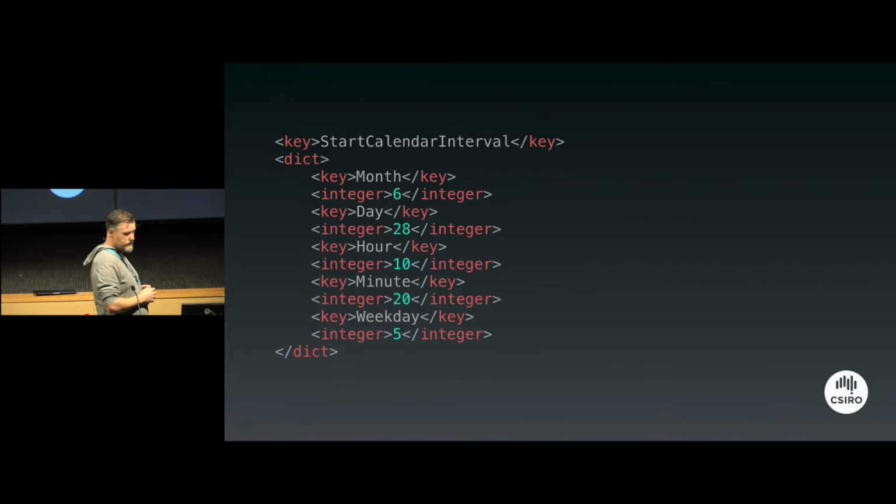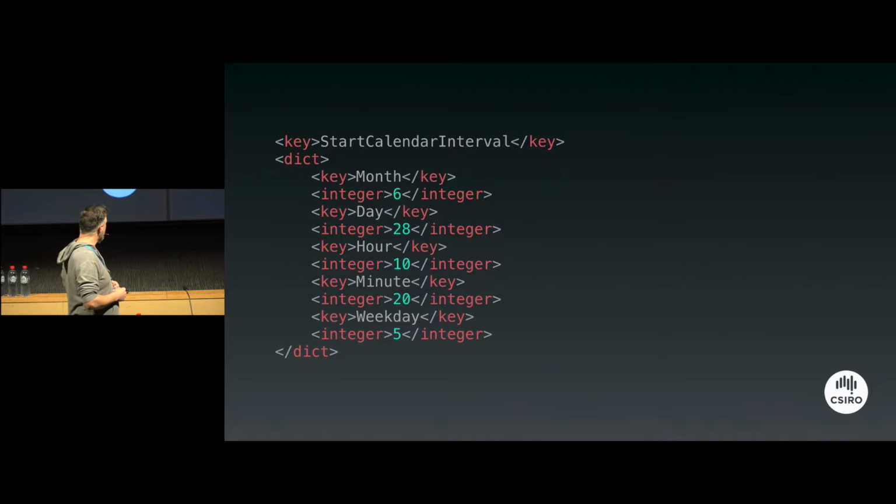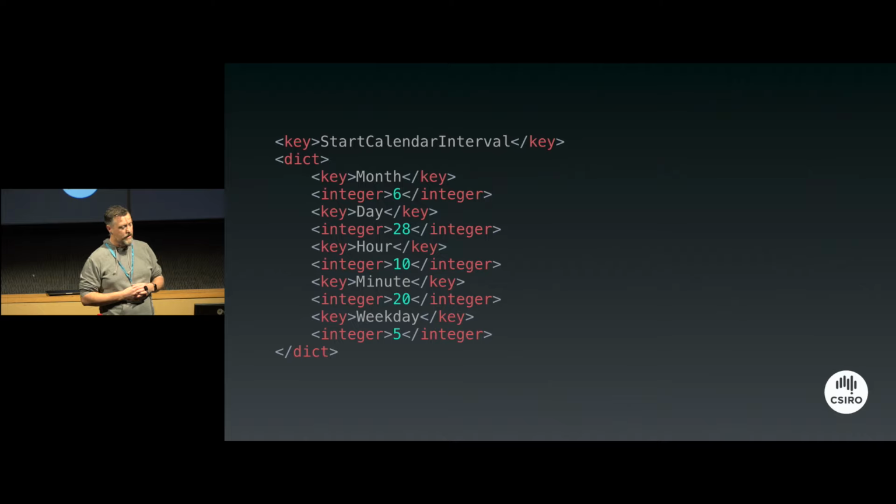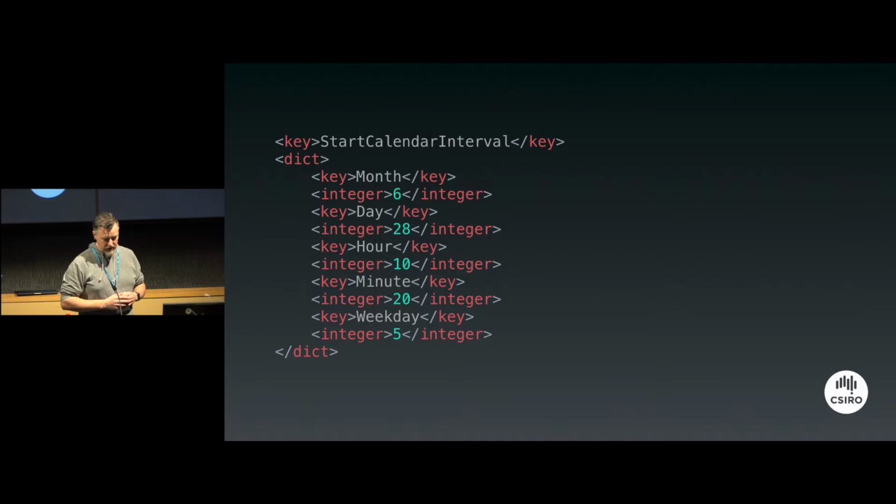So this is a nice one. Let's see if I got the time right. Almost. So this would be the 6th month, 28th day, 10th hour, 20th minute. I could probably make that the 18th minute. I timed that all right, actually. And weekday 5. So looking at this, it kind of looks like it would run on June 28th at 10:20, as long as it's a Friday. So that's a combination that only occurs once every 11 years.